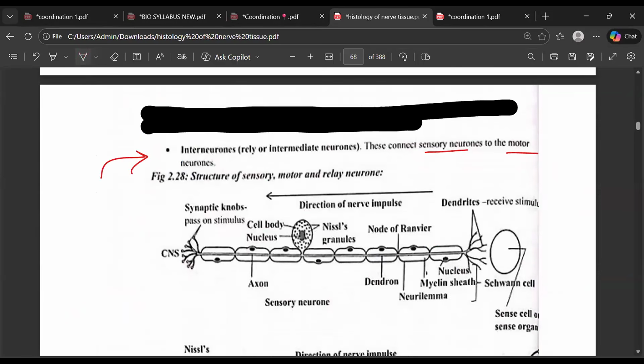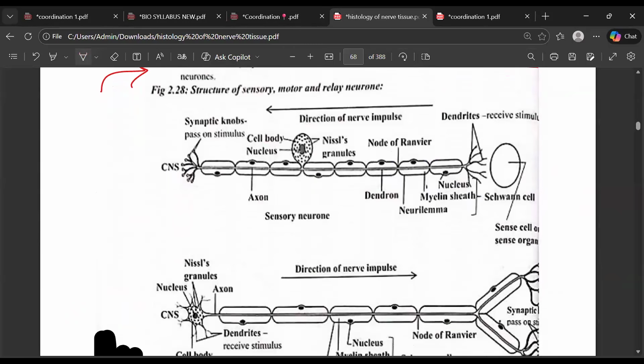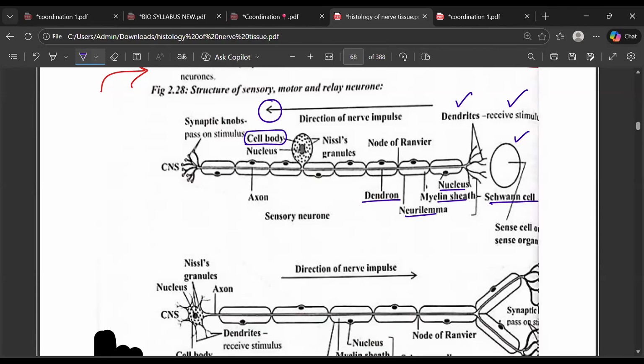We said that. The structure of sensory, motor, and relay neuron, how do they look like? So the sensory one is here. So the direction is like this. So don't be confused. So the sense organ is here. You can see the dendrites. You can see the nucleus, myelin sheath, and the neurolemma making up the Schwann cell. You can see the dendron here before the cell body. It is a dendron, and after the cell body, it is the axon. The cell body has the nucleus and the Nissl granules. You can see that space called the node of Ranvier. You can see lastly this side of the CNS.